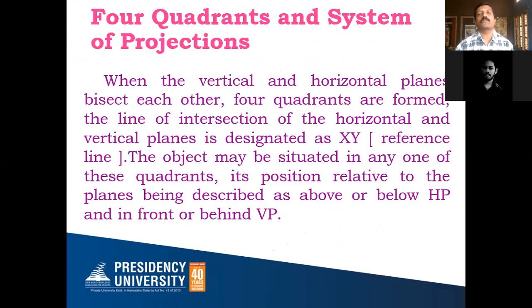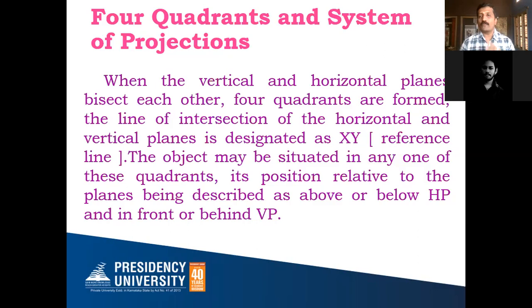Now we'll discuss the four quadrant system of projections. So we have four quadrants. How to get the four quadrants, let me explain to you. As already given, the vertical plane, horizontal plane, as well as the profile planes are mutually perpendicular to each other. HP is 90 degrees with respect to VP, and HP is also 90 degrees with respect to your profile plane, either left or right profile plane. So these three planes are three mutually perpendicular planes.